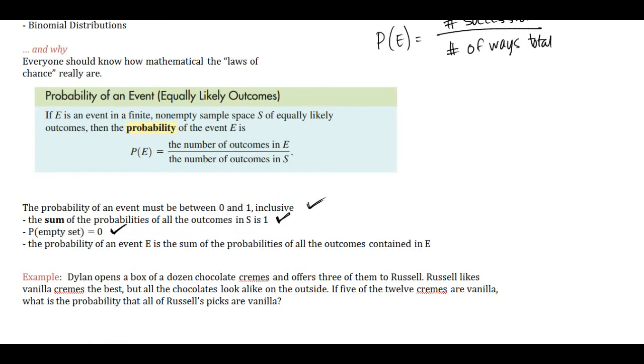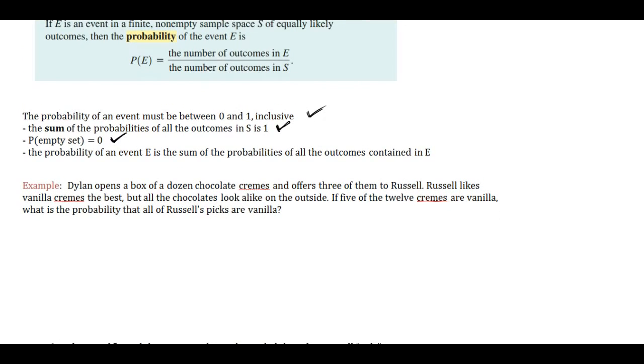But we got Dylan opens a box of a dozen chocolate creams, and he offers 3 of them to Russell. Russell likes vanilla creams the best, but the chocolates all look the same on the outside. If 5 of the 12 creams are vanilla, what is the probability that Russell picks vanilla? So again, what do I want to do here? I want to know the probability that Russell picks 3 vanilla. And what do I have here? Well, the success is that he picks 3 of 5 vanillas, and the total is that he picks 3 of 12 chocolates. Chocolate's a general term, vanilla and pure chocolate combined together.